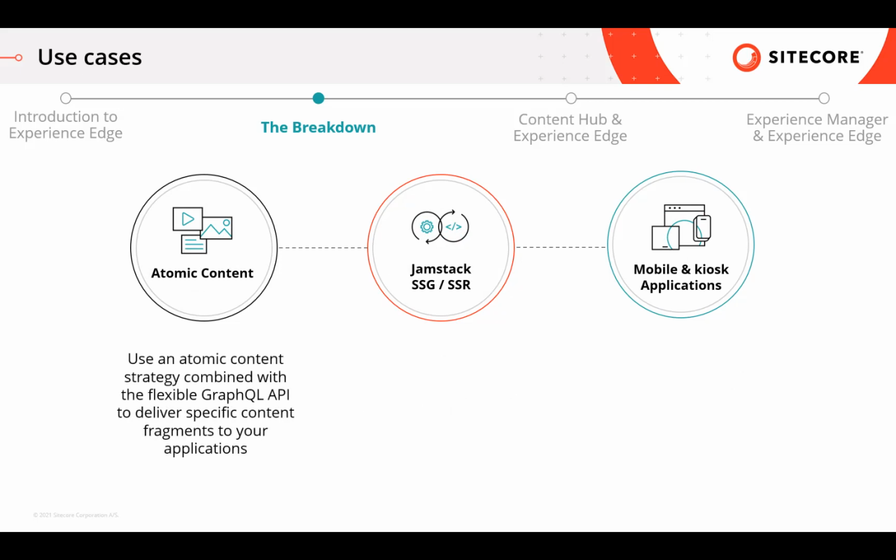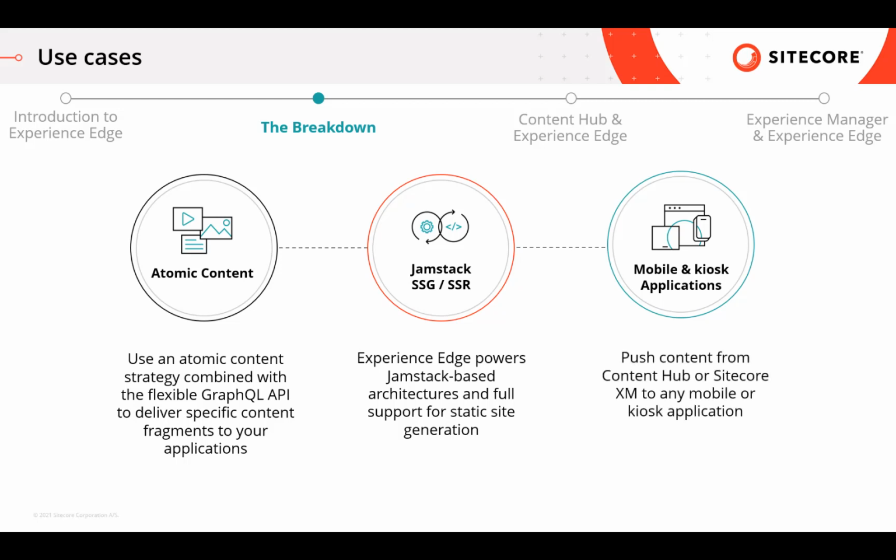An atomic content approach, being able to break down content into fragments that need to be managed centrally. Jamstack architectures, using the API endpoint to build static and dynamic websites based on Jamstack architectures. And using content from Content Hub or Sitecore in any mobile or kiosk applications.